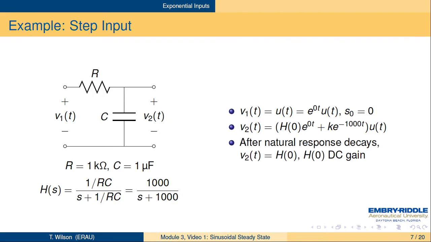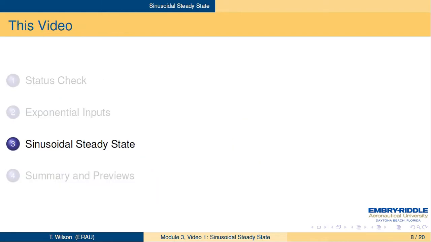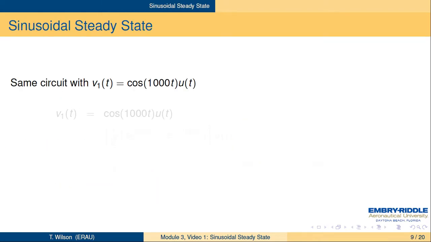And after the e to the minus 1,000t decays away, after 5 milliseconds, all you have to wait, the output is v2 of t equals h0. It's just, since you had a unit input, the gain h0, called h of 0, is called the DC gain, and so the output is just h of 0 times 1, the input amplitude. Well, let's see how this plays out with sinusoids.